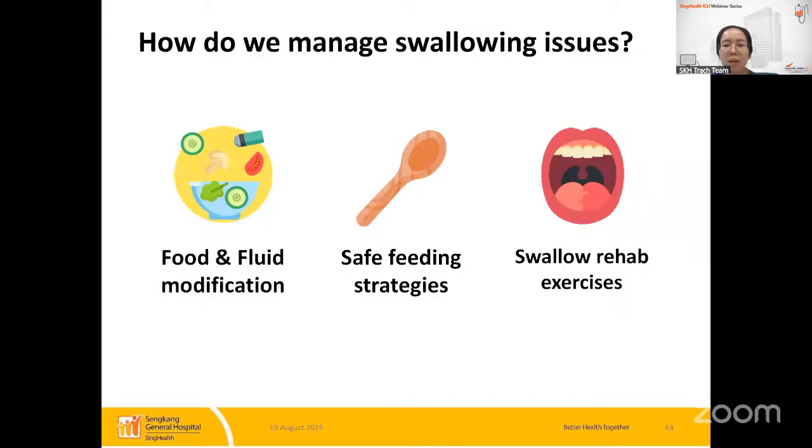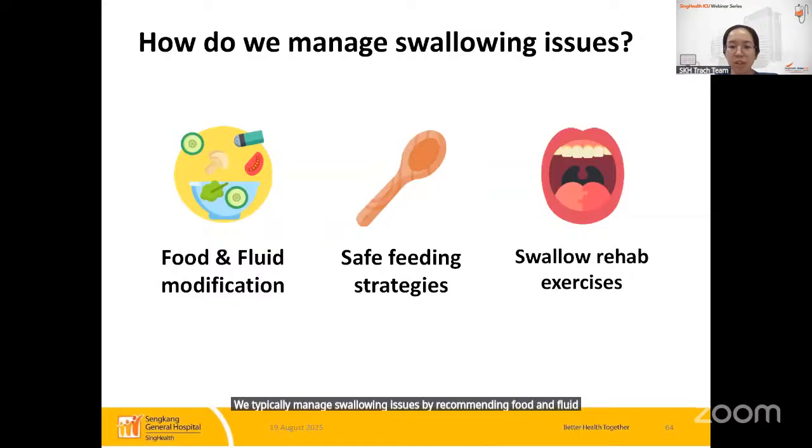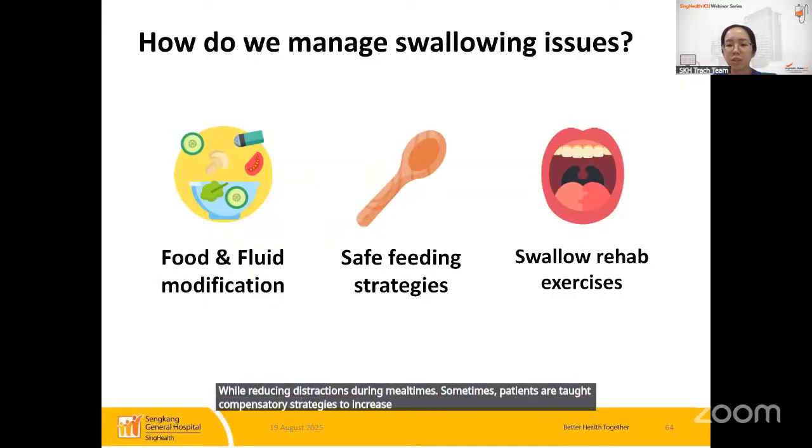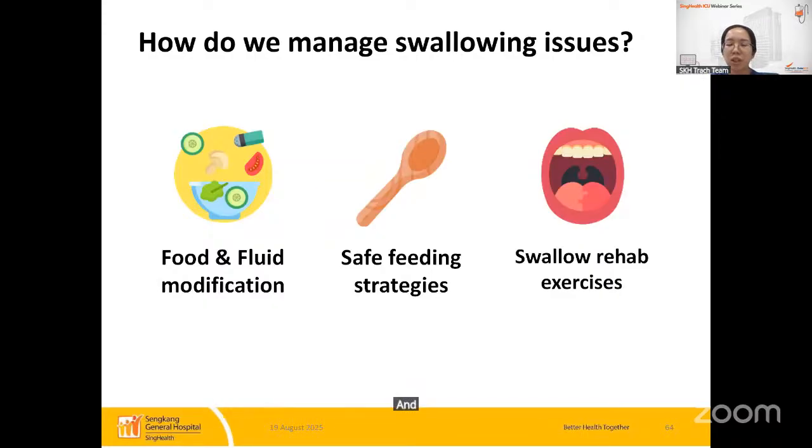We typically manage swallowing issues by recommending food and fluid modifications. We also teach safe feeding strategies such as eating and drinking slowly or reducing distractions during mealtimes. Sometimes patients are taught compensatory strategies to increase swallow safety, and swallow rehabilitation exercises to strengthen their swallowing muscles.